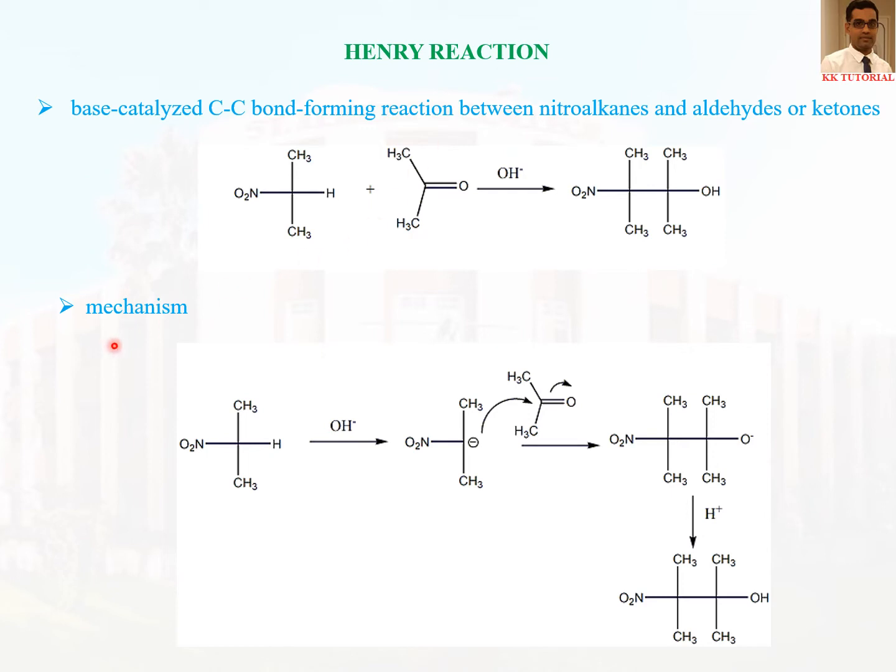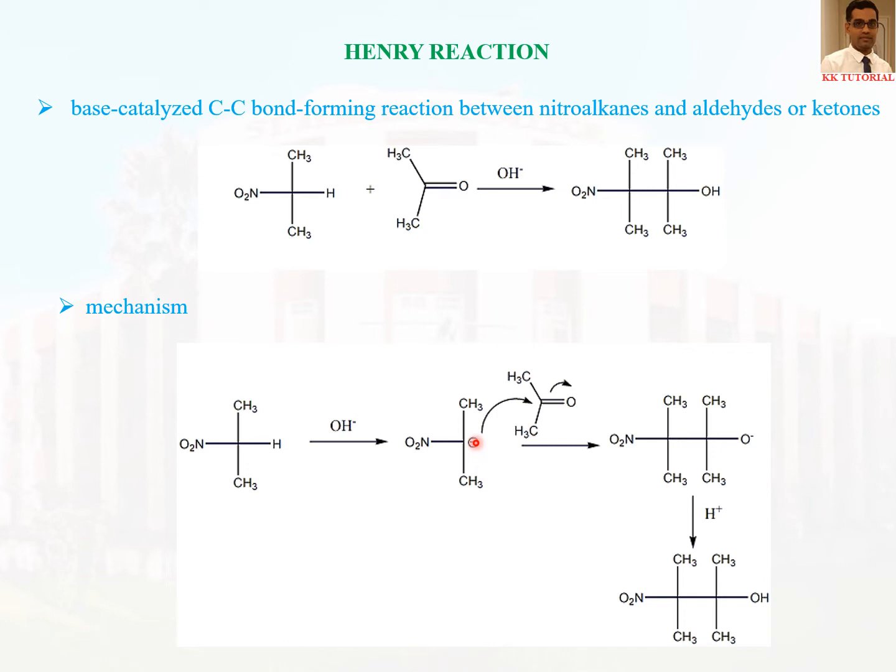The mechanism is very simple. We know from the last slide that a nitroalkane containing an alpha hydrogen atom is acidic. It will react with OH minus to form a carbanion, that is, this H is given away as H plus to the base. And we know the resonance stabilization, the three canonical structures of this carbanion. I am not showing it here. We know that this carbanion is nucleophilic.